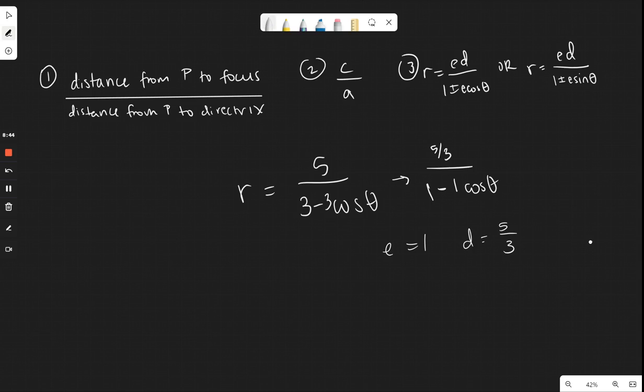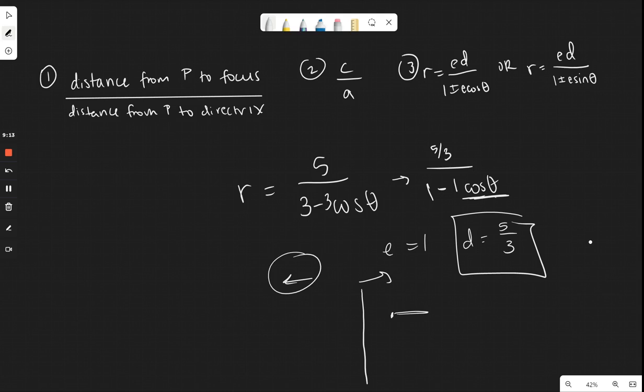And so what this tells us is if we have a conic, and this is the pole, right? This is the polar axis, this is the pole. The eccentricity is 1, so it's going to be a parabola. And the directrix is going to be 5/3 units away. And then since this is cosine, cosine deals with left or right. And since this is negative, it's going to be left. So the directrix is going to be 5/3 units left of the pole. So this distance right here is going to be 5/3. And since it's a parabola, because the eccentricity is 1, it's going to look something like this.